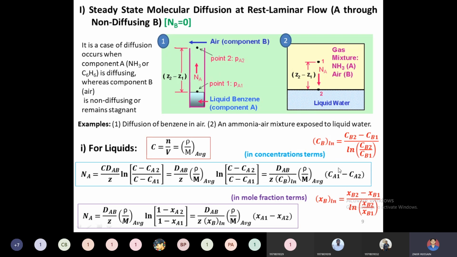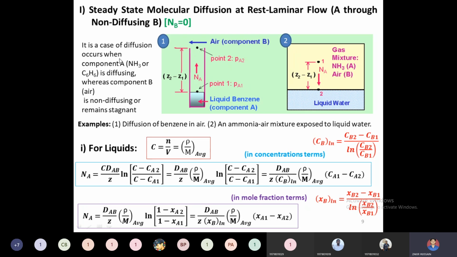The next case is steady state molecular diffusion at rest or in laminar flow: A through non-diffusing B. For liquids or gases, where steady state molecular diffusion takes place as A through non-diffusing B, component B remains constant. When there are two components in a mixture, only one component gets transferred into the solvent or solution of interest, and the other component remains stagnant. That case is referred to as A through non-diffusing B.